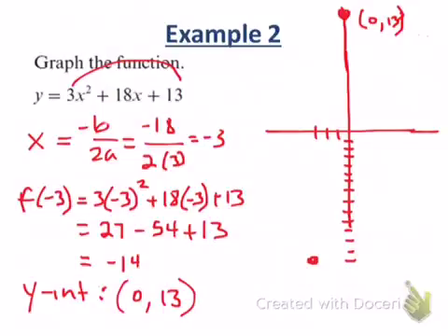So let's talk about what happened here. I went up from this point, the vertex point, which was negative 3, negative 14. So if I go over 1, 2, 3, I go up 27. If I went 3 the other direction, I'd have another point on the other side of this symmetry line, which would be negative 6, positive 13.